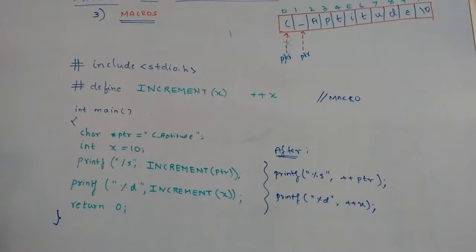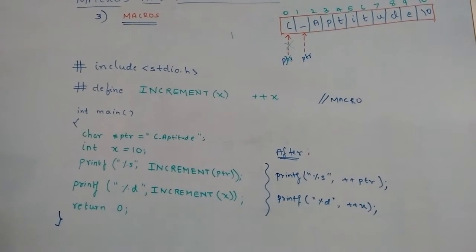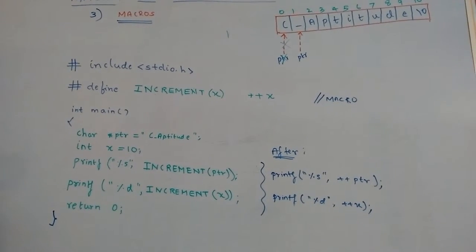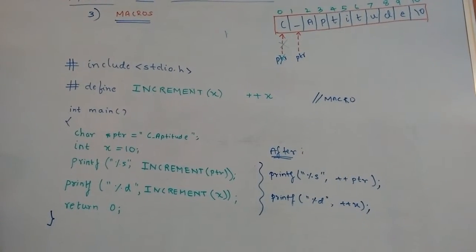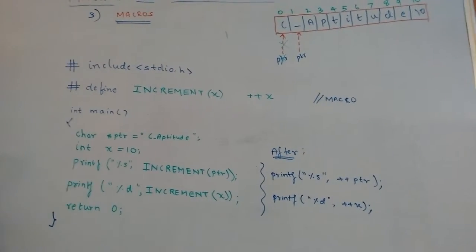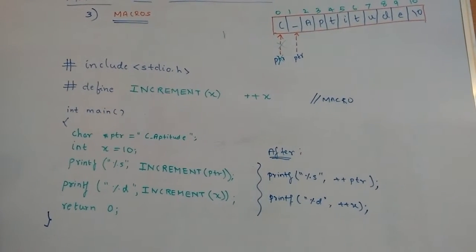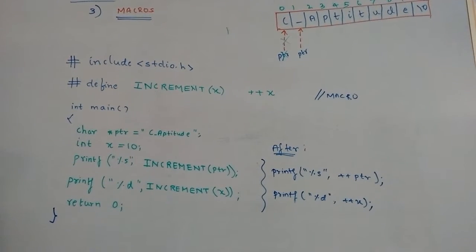But the difference is that in macros we don't actually have to write the data type. If it is a function, we should have written int x in case of parameters, but in macros we don't need to specify the data type of x. That's the difference between using a macro and a function. So wherever increment of x is there, it will be replaced with plus x. In general, x is not constant, as you will see in the main function.